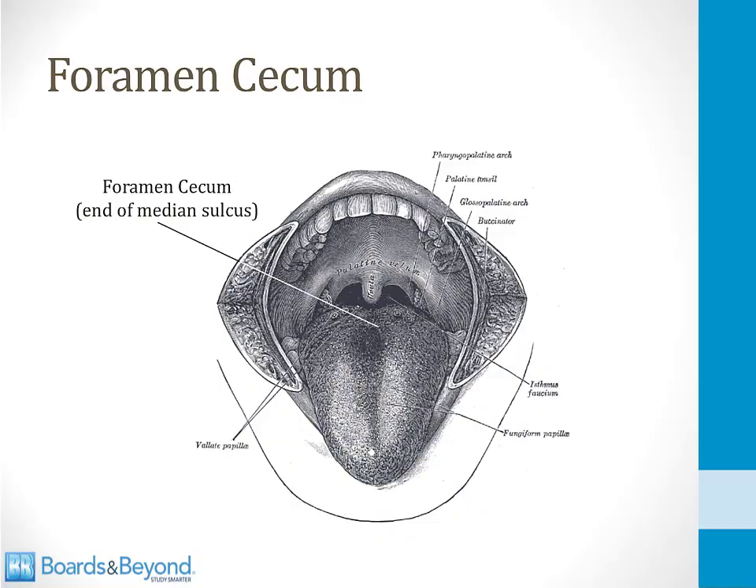Shown on the screen is a drawing of the tongue, obviously, and this indentation here is called the median sulcus. And where it ends, right there, that is the foramen cecum. And that is a remnant of the thyroglossal duct. That is where the thyroid began to form in the fetus. From this point in the tongue, it dove down into the neck to form the thyroid gland.